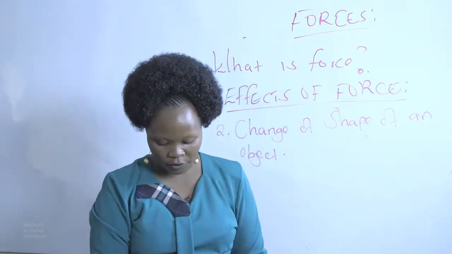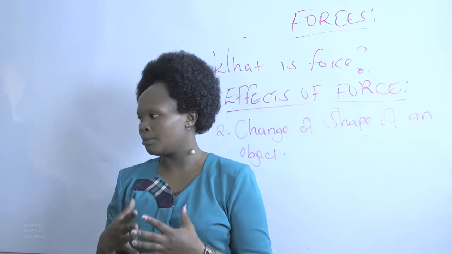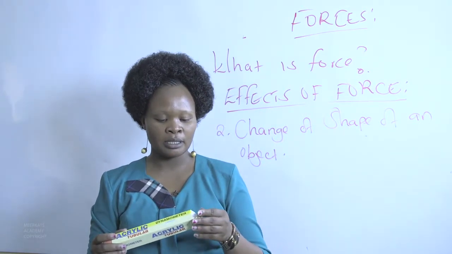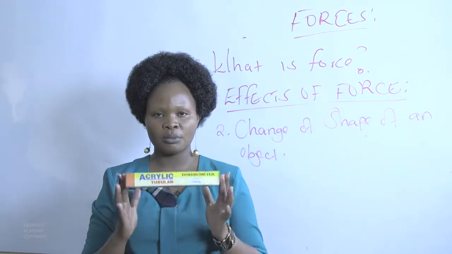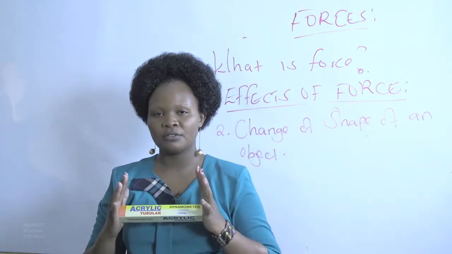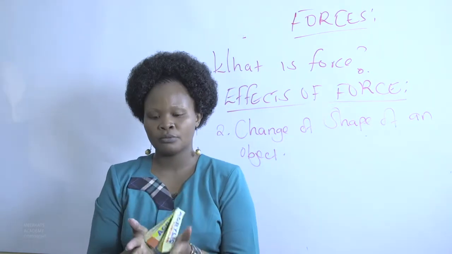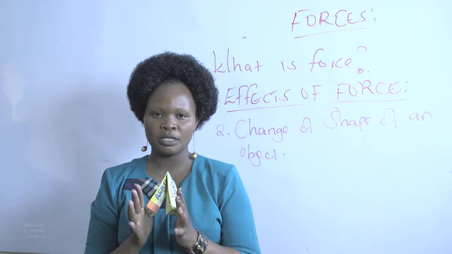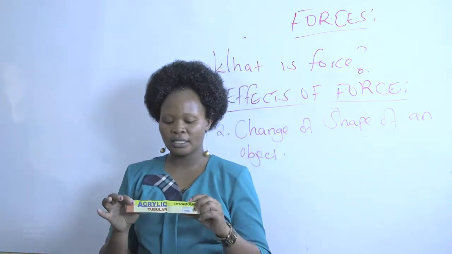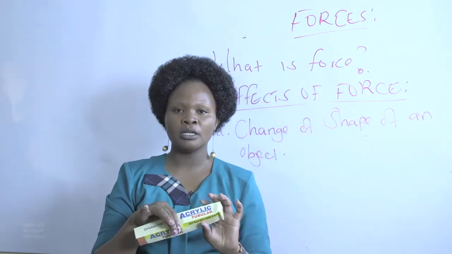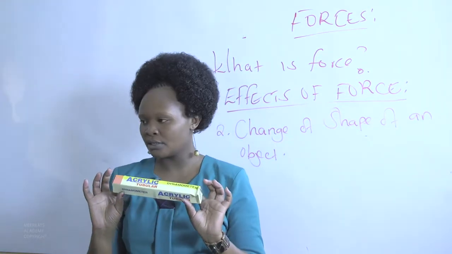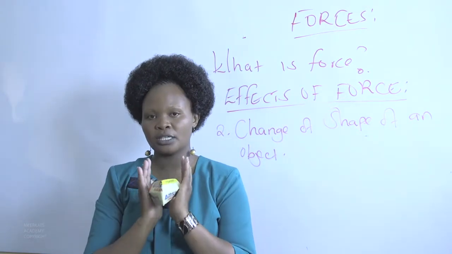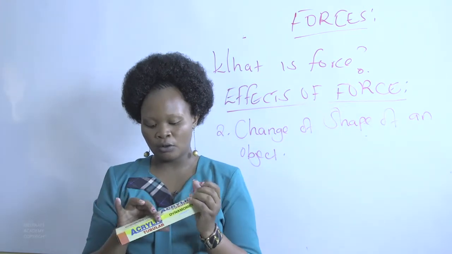Remember, we said that force is a pull, a push, or even a twist. What will happen to this box if I push it, for example? Just look at that. By applying a push on this box, you actually distort it. But when you release it, it regains its original shape. That is an effect of force. It is changing the shape of our box.